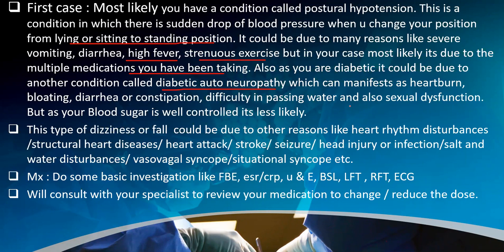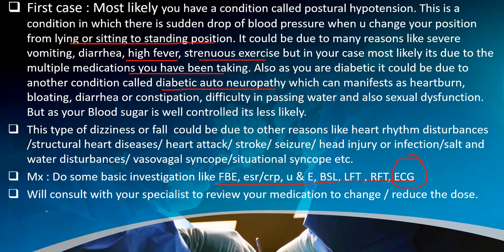So in this case, I'm going to do some basic investigations. What are the investigations I can do? Full blood examination, ESR, CRP, kidney function, blood sugar level, liver function, and the ECG. Remember the basic blood tests we always do. What are the basic blood tests? Full blood examination, kidney function, liver function, blood sugar level, thyroid function, and sometimes, if relevant, ECG. Thyroid function also in relevant cases. So these are the basic blood tests you will do, and doing an ECG is very important here.